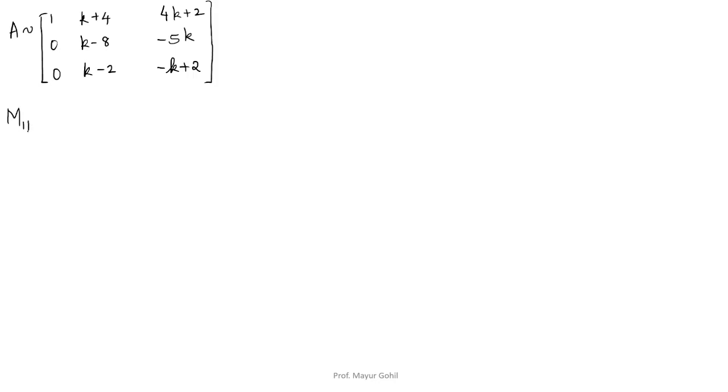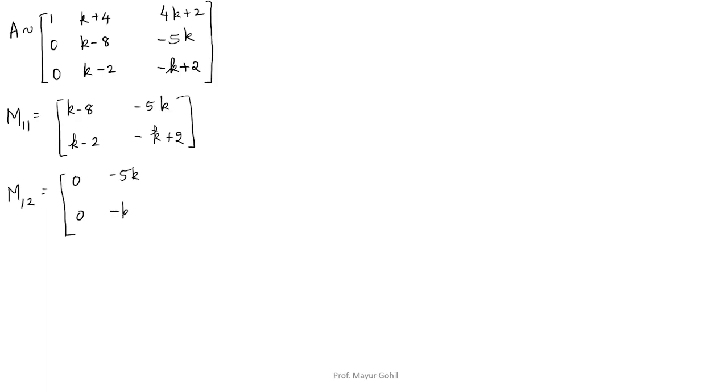Now we had our matrix A reduced to this form. Now let us see. So we find all possible submatrices. M11 is k minus 8, k minus 2, minus 5k, minus k plus 2. Okay, this is what is there. Now let us see M12. M12 will be the matrix that we obtain by deleting the first row and the second column. So it is just 0 0 minus 5k minus k plus 2. M13 will be delete first row and the third column. So again it is 0 0 k minus 8 k minus 2.